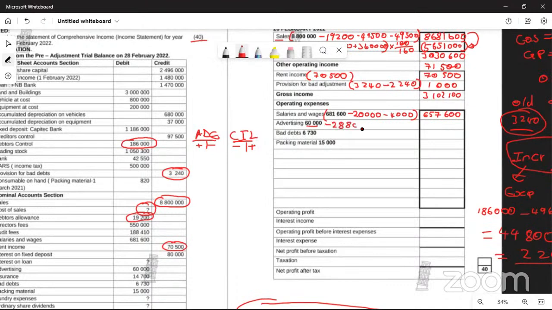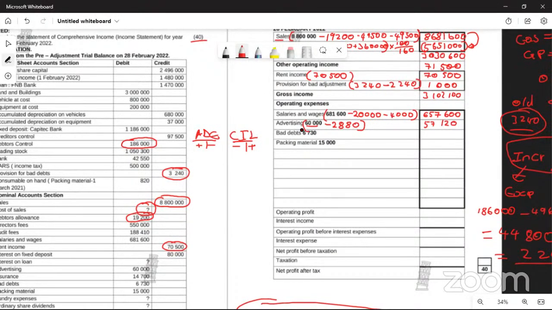2,880. Then we are getting what? We are getting 57,120.